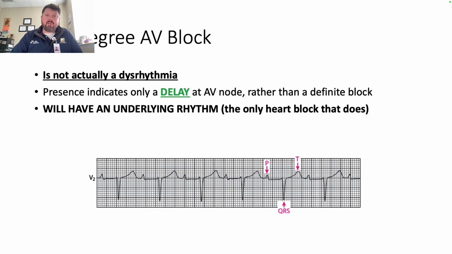Your first degree AV block is not actually a dysrhythmia. I say this again because repetition leads to remembrance. It's not a dysrhythmia, it is a feature of a rhythm. Your underlying rhythm will have to be identified and then you will include first degree heart block. For instance, a sinus rhythm with a first degree AV block, or a sinus bradycardia with a first degree AV block.